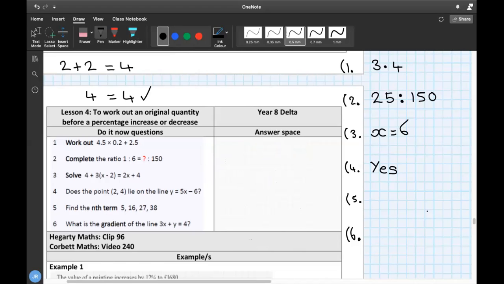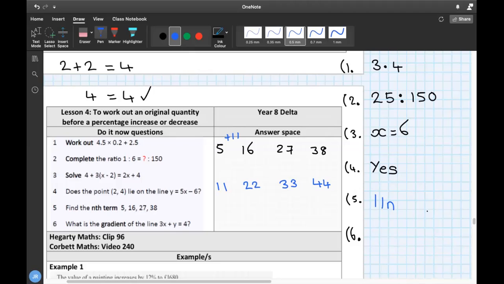Okay, number 5, find the nth term. So let's write that out. 5, 16, 27, 38. Hey, what's going on here? Well, what are we doing each time? Here we're adding 11. Because we're adding 11 each time, that means that we found the first bit of our nth term, it's 11n. And we've got a form of the 11 times table here. So I'm just going to write that beneath.